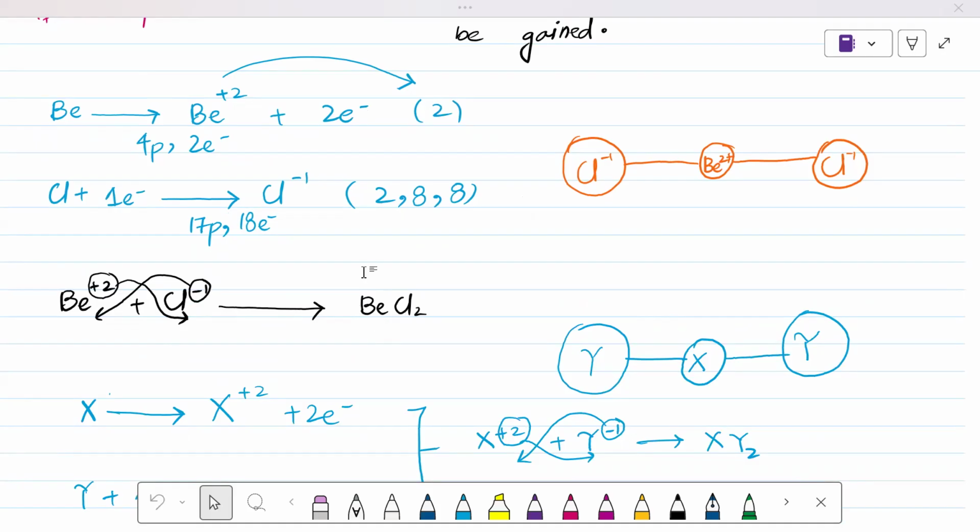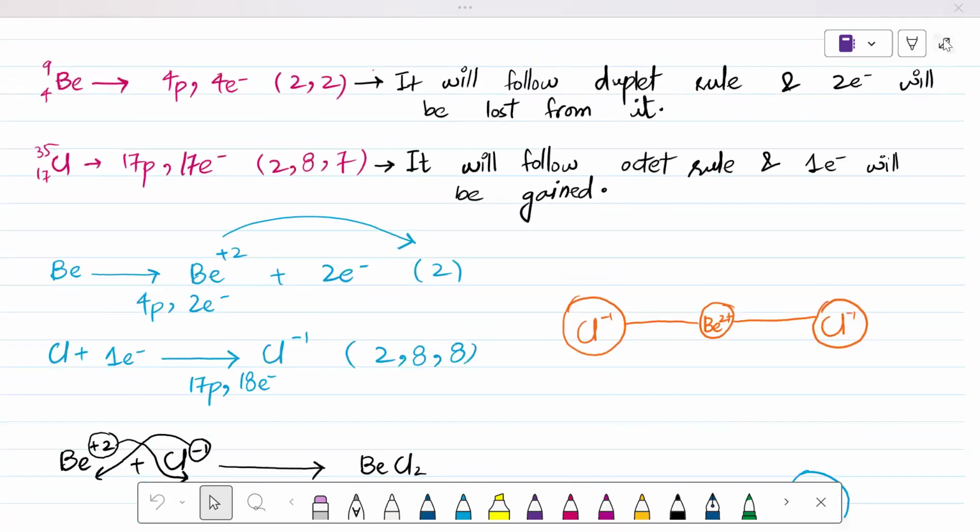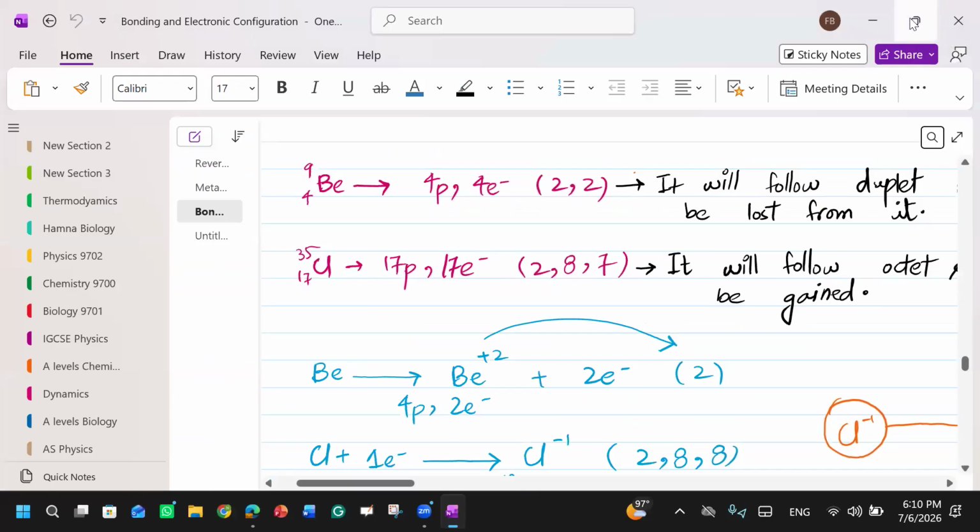What is this formula telling us? Beryllium chloride. It shows how many atoms of beryllium are there, and how many atoms of chlorine are there? One beryllium and two chlorine atoms. Are you clear with this? Why do things bond? For stability purposes, okay? To complete their octet. Clear?